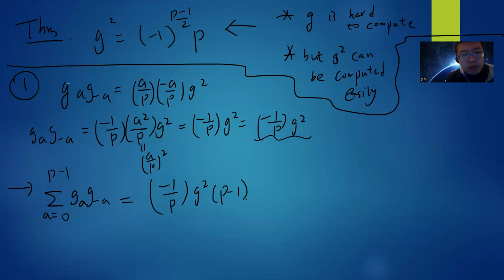But if a is 0, then this term is 0, right? So since a is not divisible by p. If a is divisible by p, then it's 0, right? So we only get p minus 1 terms.